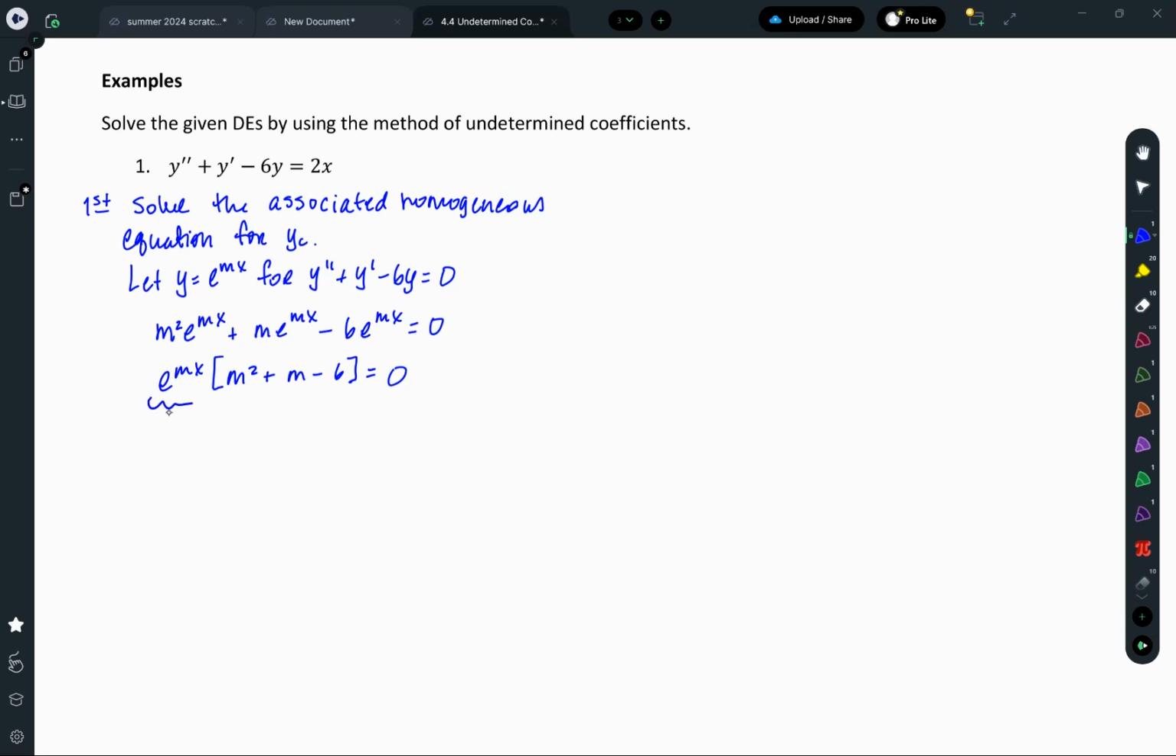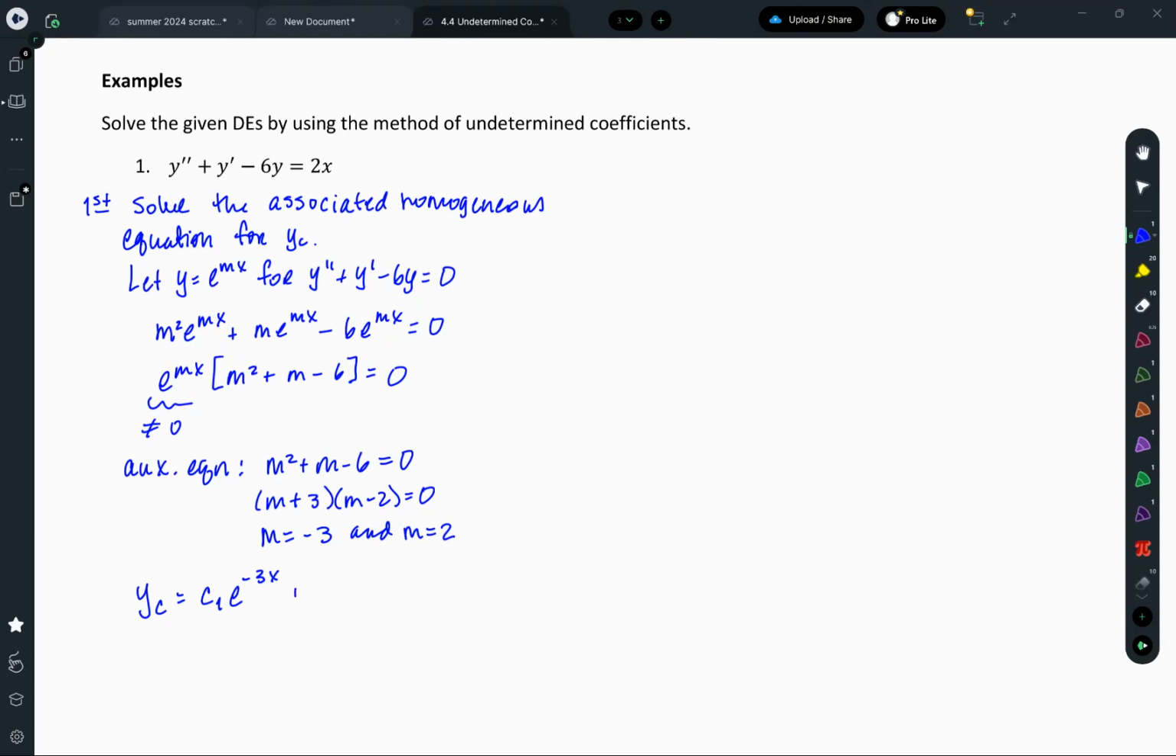E to the mx is never equal to 0, so then I get my auxiliary equation. M squared plus m minus 6 must be 0. That will factor to be m plus 3 times m minus 2 is 0. And so then m is negative 3 and m is 2. And so finally, y sub c is c1 e to the minus 3x plus c2 e to the 2x. Okay, so that is one part of our solution.